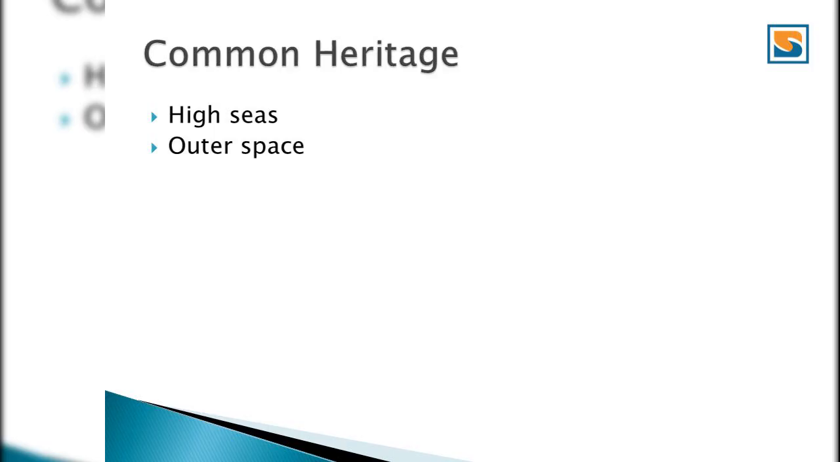The common heritage principle comes from res communes. Resources in the high seas or outer space must be used to protect the interests of all nations.